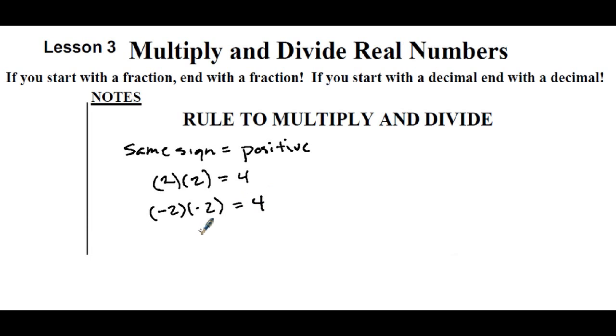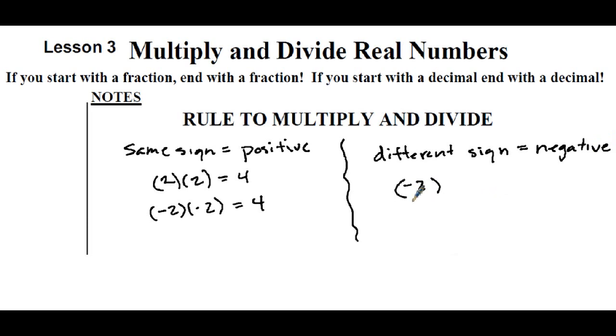Okay. If we look at the other option, which is different signs. If you have different signs, therefore it'll give you a negative. So negative 2 times a positive 2, different signs, one's positive, one's negative, gives me a negative 4. If I have a 2 times a negative 2, both signs are different, different signs gives me a negative, therefore it's a negative 4. This also applies to divide.